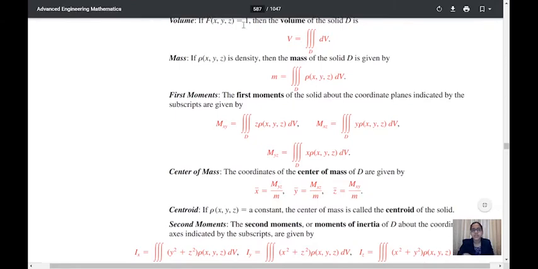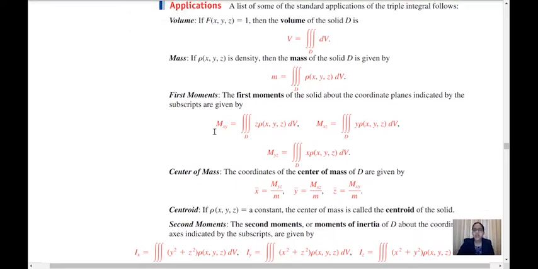If f of x, y, z is 1, then volume is the triple integral over D of dV. If rho is the density, then the mass of the solid D is given by m equals the triple integral over D of rho of x, y, z dV. Then we have the first moments. So here we'll have three moments.